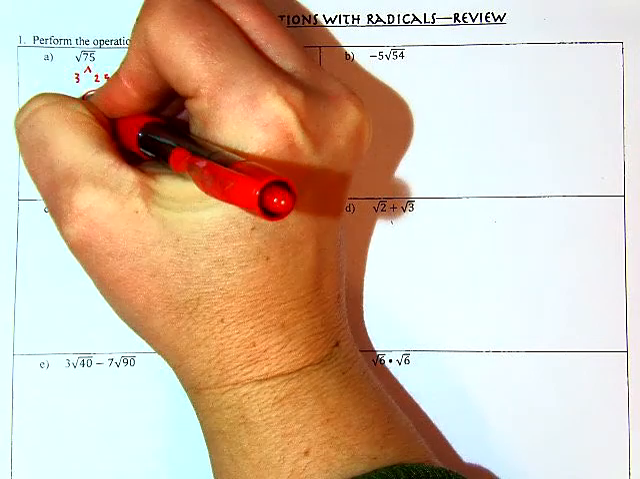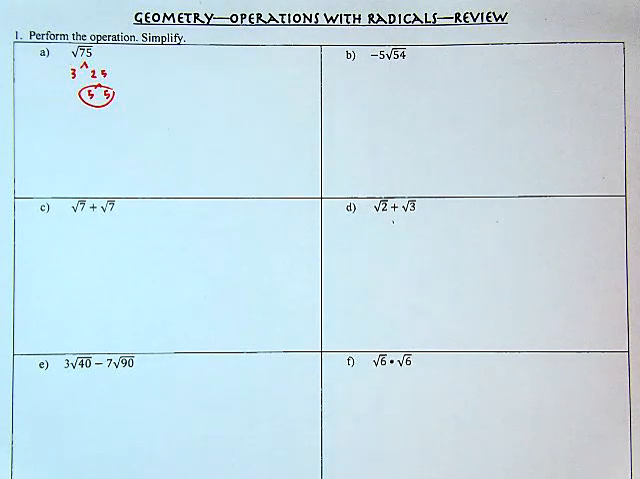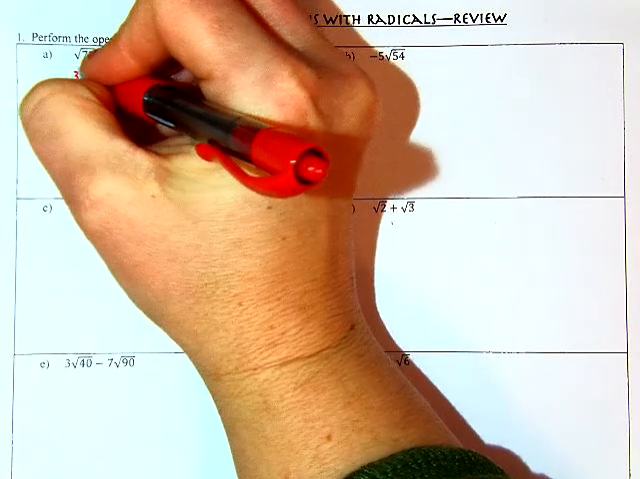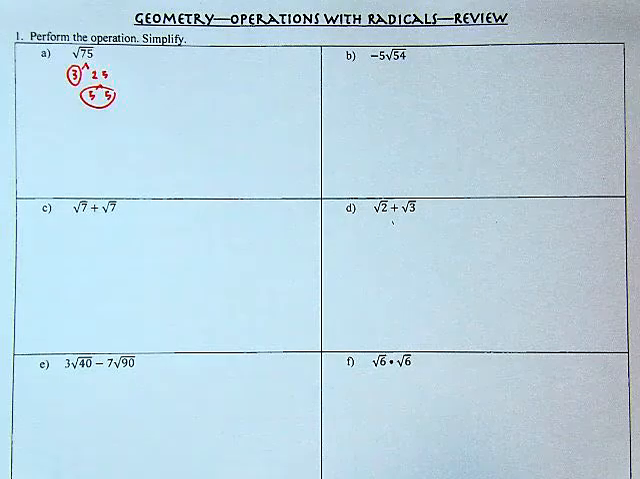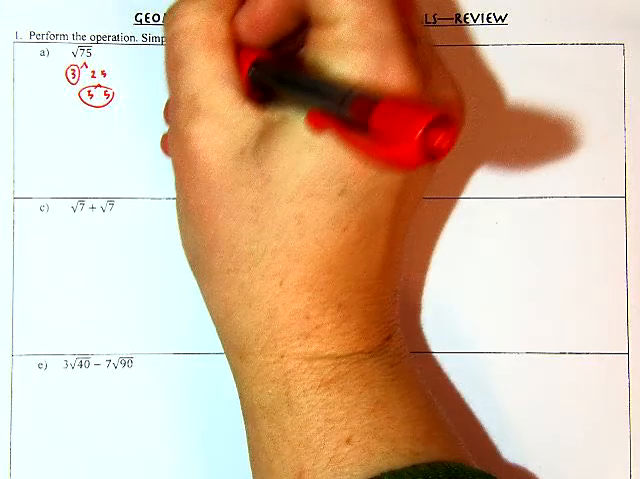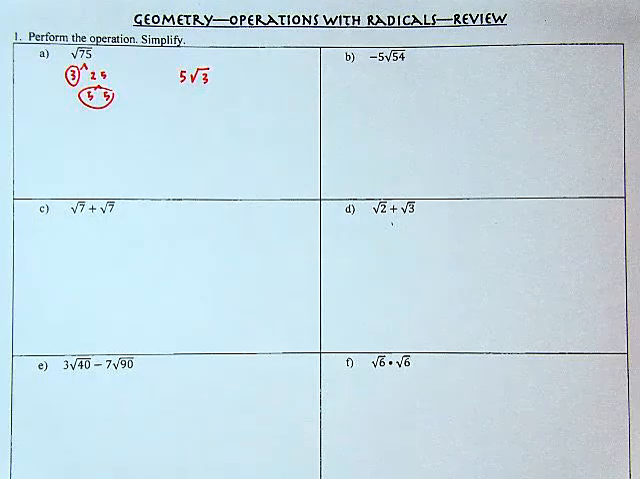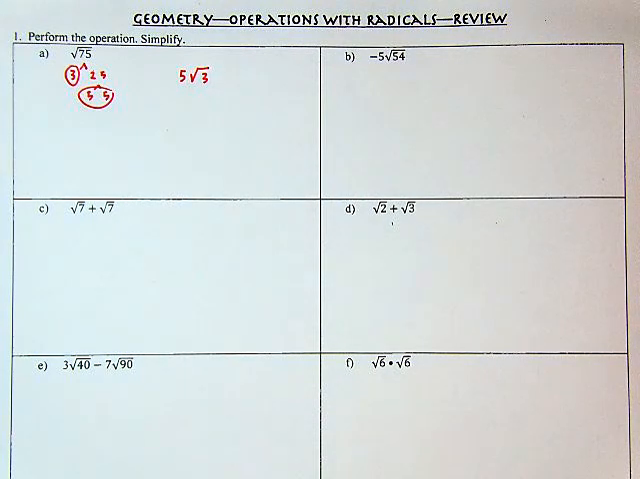So here's a pair of 5s right there underneath the radical with a 3 that stays behind. It does not have a partner to help pull it out from underneath the radical. So I'm going to write my final answer simplified, 5 root 3, or I could read that as 5 times the square root of 3.